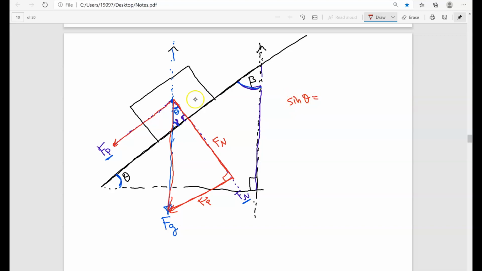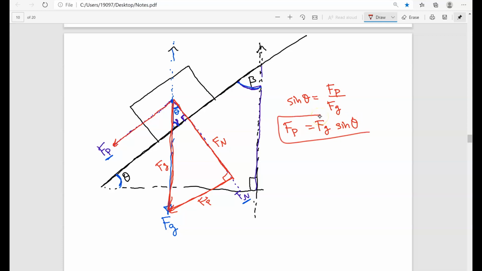Okay, so the sine of theta is going to be equal to the opposite, which is the parallel force, divided by gravity. So this is going to be the force due to gravity, Fg. Now you move that over, so I have the parallel force is going to be equal to Fg times sine of theta.